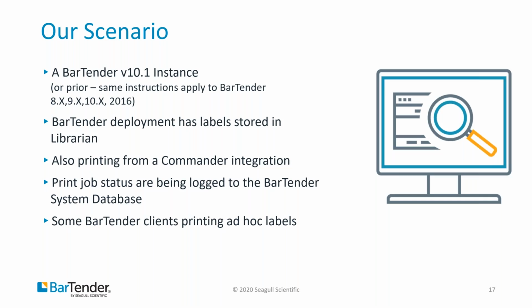So here's our scenario. We're running a BarTender version 10.1 instance. And note, you can apply these best practices to any version of BarTender you're coming from, really as far back as version 8 or 8.01 specifically of BarTender. This deployment of BarTender has labels stored in Librarian. We're printing via Commander integration and on the clients as well for on-demand labels. We're using the BarTender System Database for our Librarian files that are stored in there, and we're also logging print job messages and statuses. Our goal is to move this environment over to BarTender 2019. So here's how we go about assessing this.